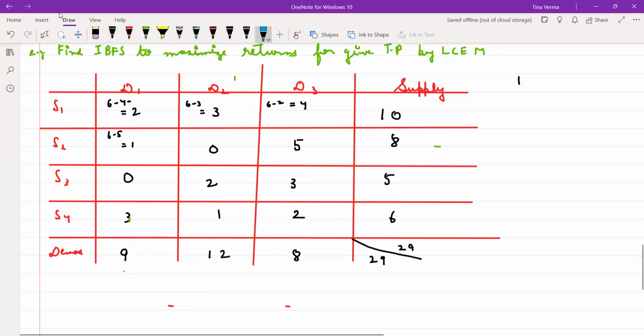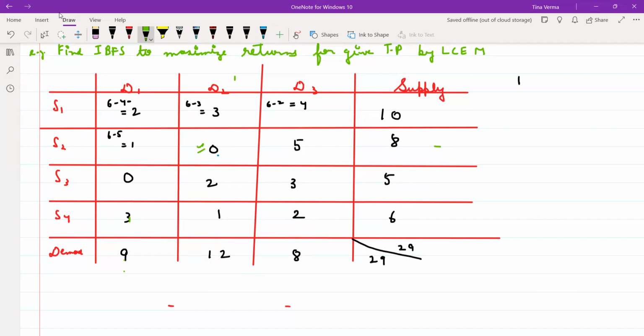So you can notice in this, if you are choosing this 0, what you are assigning is the minimum of 8 and 12, which is 8. So you will assign 8 over here. And if you choose this 0, you will assign the minimum of 5 and 9. So where is the maximum allocation? 8. So that means you will choose this cell to break the tie. Is it clear?